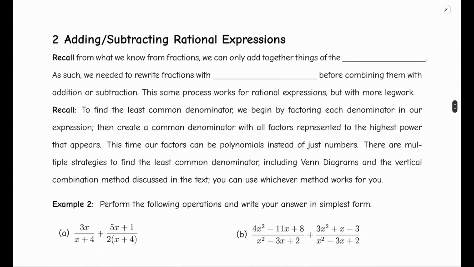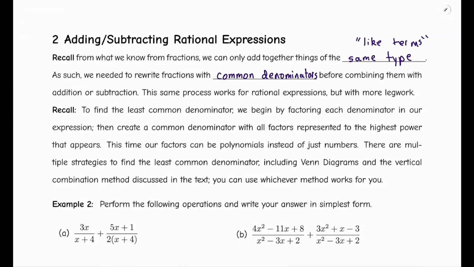Part 2, adding and subtracting rational expressions. Recall from what we know from fractions, we can only add together things that are of the same type. That is, if they're like terms. As such, we needed to rewrite fractions with common denominators before combining them with addition or subtraction.